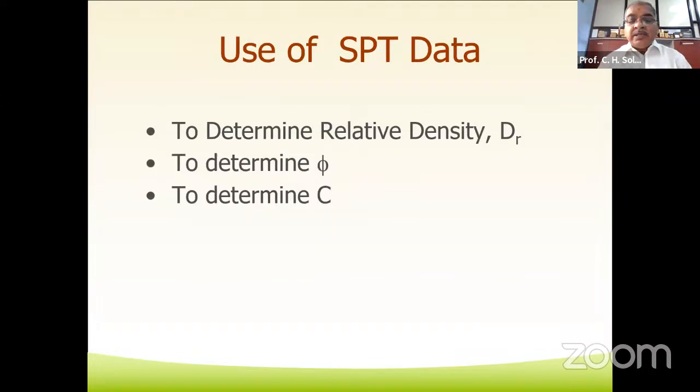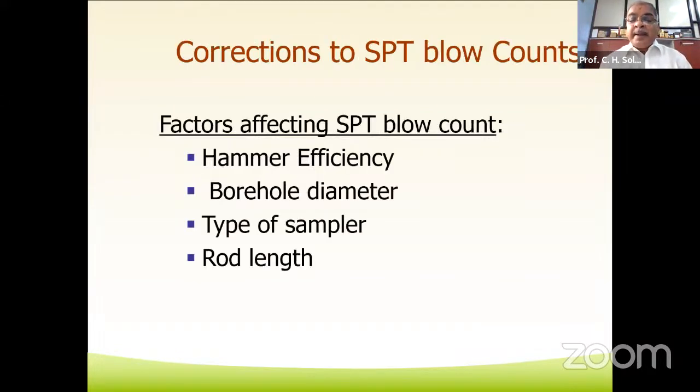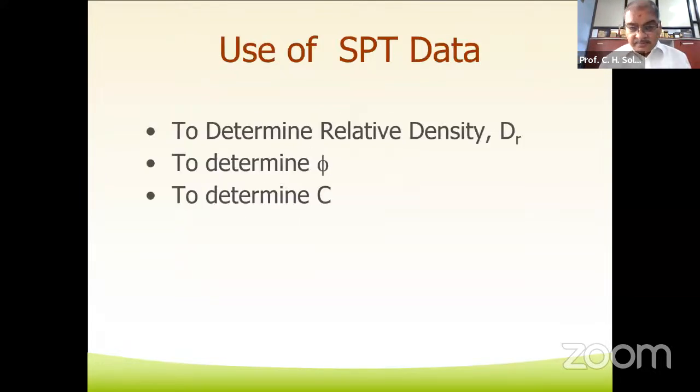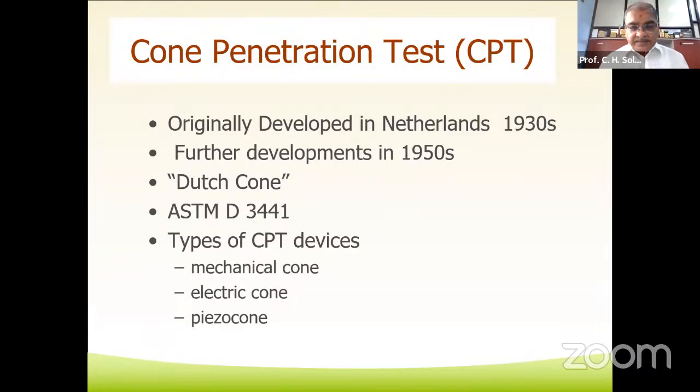Now, how to consider the factors affecting the SPT blow counts has been mentioned in the IS codes. What are the factors to be taken into consideration in correction of the SPT value? In addition to the dilatancy correction and overburden corrections: hammer efficiency, borehole diameter, type of sampler, rod length, etc. SPT data is used for finding out the relative density, angle of internal friction and cohesion. It has been presented in the previous slides.